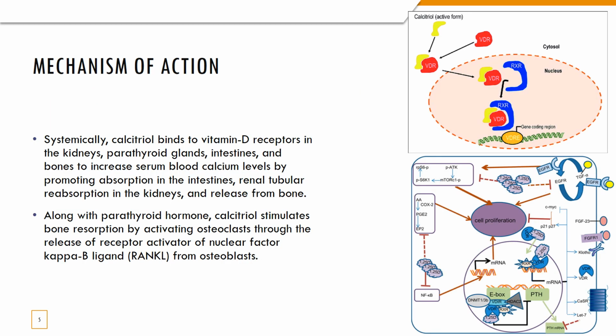For its mechanism of action, systemically, calcitriol binds to the vitamin D receptors in the kidneys, parathyroid glands, intestines, and bones to increase serum blood calcium levels by promoting absorption in the intestines, renal tubular reabsorption in the kidneys, and release from bones. Along with the parathyroid hormone, calcitriol stimulates bone resorption by activating osteoclasts through the release of receptor activator of nuclear factor kappa B ligands, also known as RANKL, from osteoblasts.